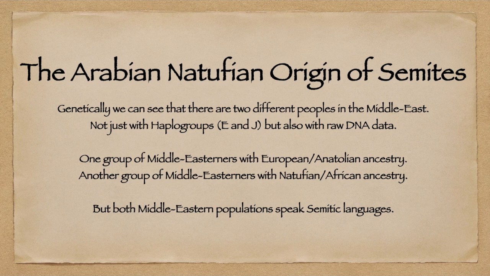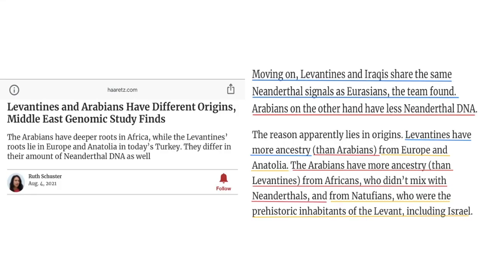But both Middle Eastern populations speak Semitic languages. This is from "Levantines and Arabians have different origins, Middle East genomic studies find." Interesting. Moving on.